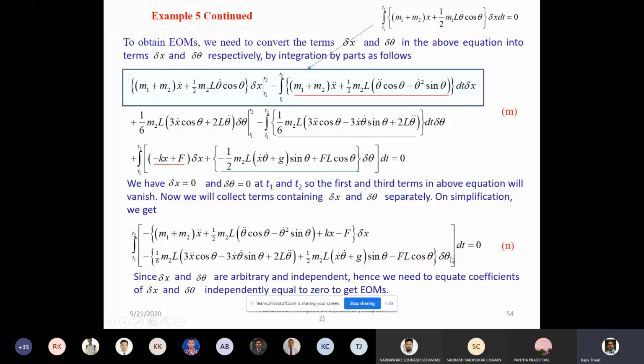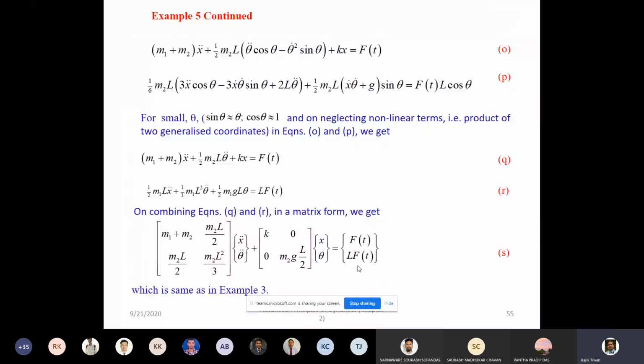are also arbitrary. So that means we can equate the coefficient of delta x separately equal to 0. Whatever the term is within the curly bracket can be equal to 0, this separately and this separately. So these two will give us the equations of motion. Now we are equating the coefficient of the variation of x and theta separately equal to 0, to get the two equations of motion.